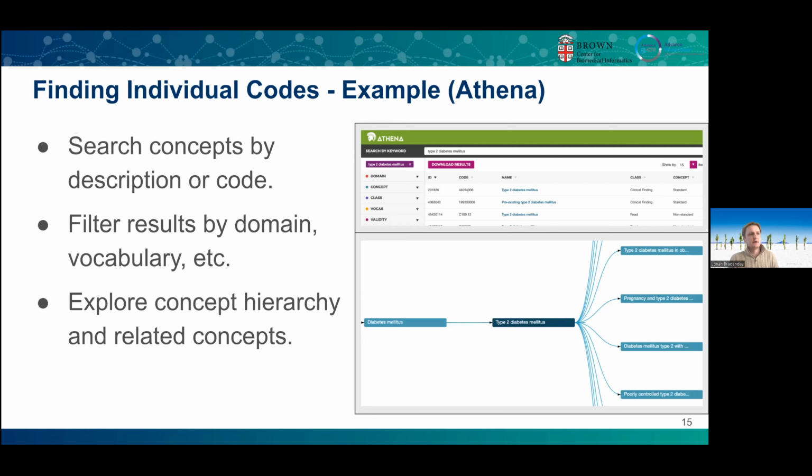In the middle, you'll see the selected code, so type 2 diabetes mellitus. On the left of that code is that concept's parent concept. Diabetes mellitus is the broader version of type 2 diabetes, so type 2 diabetes is a more specific version of diabetes. And on the right of the code are all of the selected concept's child or children concepts. Every one of those is a more specific version of type 2 diabetes. For example, pregnancy and type 2 diabetes is more specific than just type 2 diabetes.